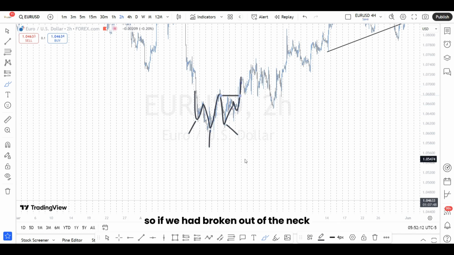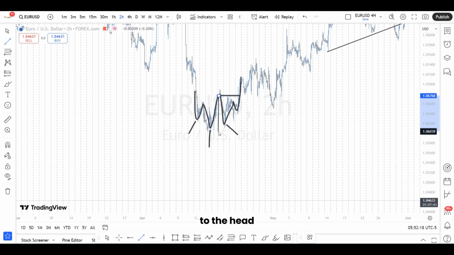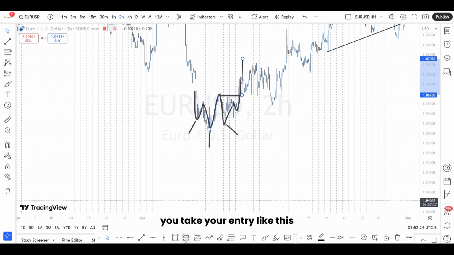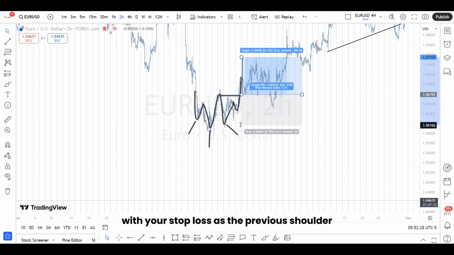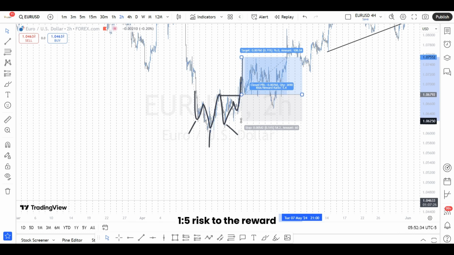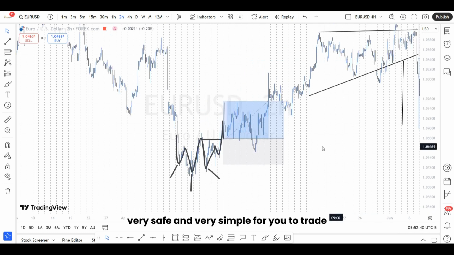So if we had broken out of the neck and you calculated the entire movement from the neck to the head, and you carry that movement and you put it here, you take your entry like this with your stop loss at the previous shoulder, you'd have been able to get a very good 1:5 at most, 1:5 risk to reward trade without even going to your stop loss. Very safe and very simple for you to trade.